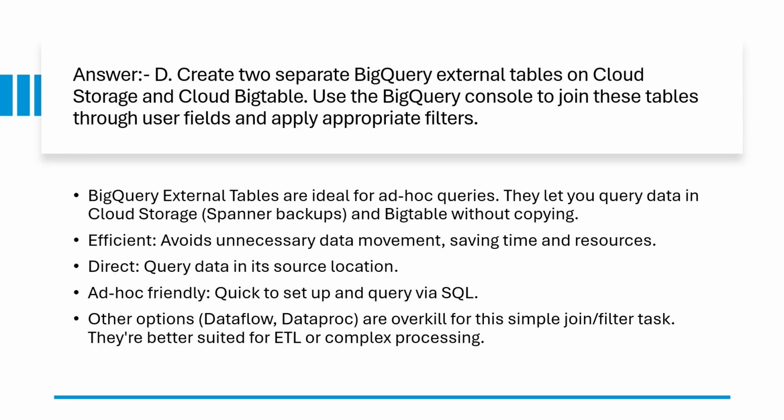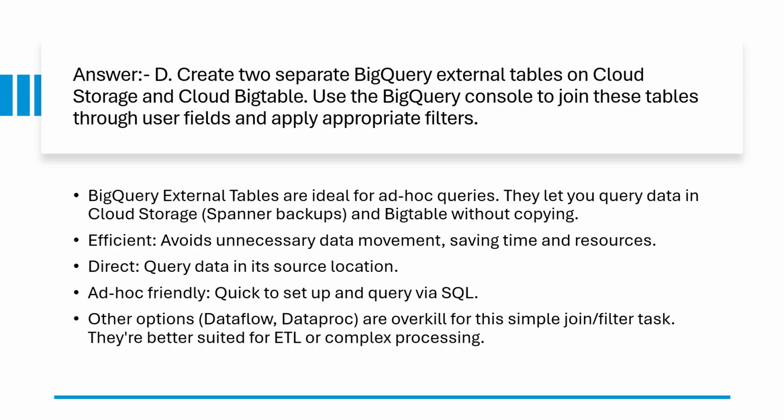Correct option is option D. As per the question, we have an analyst who needs to join data from Cloud Spanner and Cloud Bigtable for specific users. The key here is that this is an ad hoc request. We need something quick and efficient. The best solution is to leverage BigQuery external tables. Why? Because they allow us to query the data directly in Cloud Storage, where our Spanner backups reside, and directly in Cloud Bigtable without having to copy or move any data.